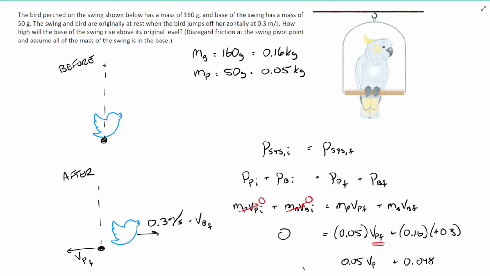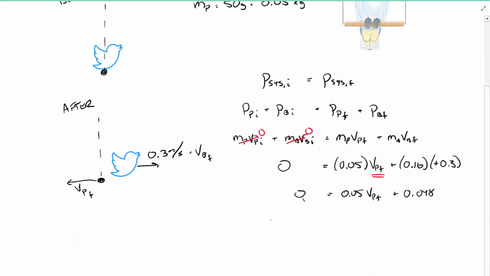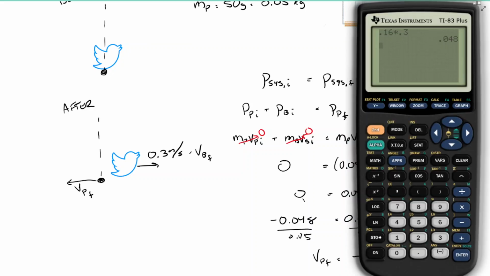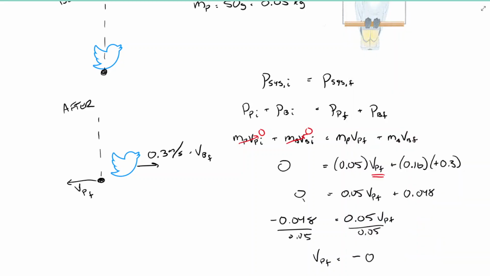0.05 V perch final has to equal 0. I can subtract over that 0.048. I'm just doing a little bit of algebra here. And what we'll find when we divide both sides by 0.05 is that there is a velocity of the perch at the end. It turns out it's going to be a negative answer, which I expect. If I divide that by 0.05, that perch is going to be moving at 0.96 meters per second. So that perch is now moving to the left at 0.96.